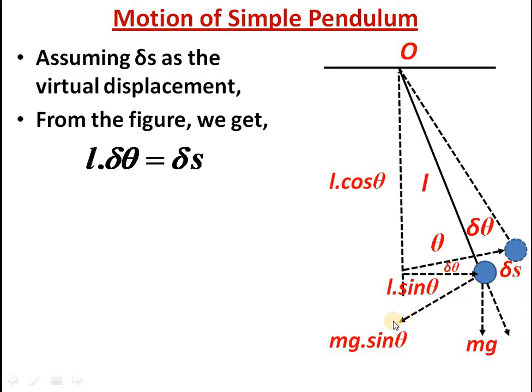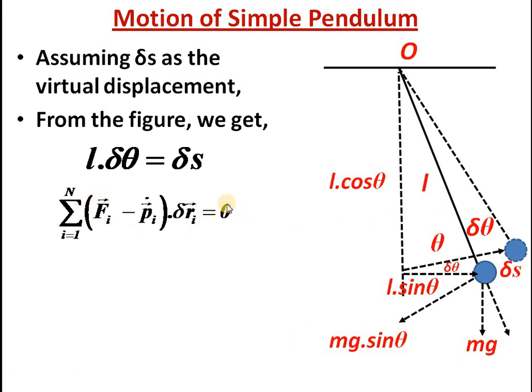It can have two components. One is a tangential component, mg sin theta, which is the external force on this body. And there is an exactly downward component, mg cos theta. This is essentially a constraint force which is in equilibrium with the tension acting on the string. And you can count any virtual displacement delta s at any given time instant. So we can write L delta theta equal to delta s. No doubt, from the figure it is clear.